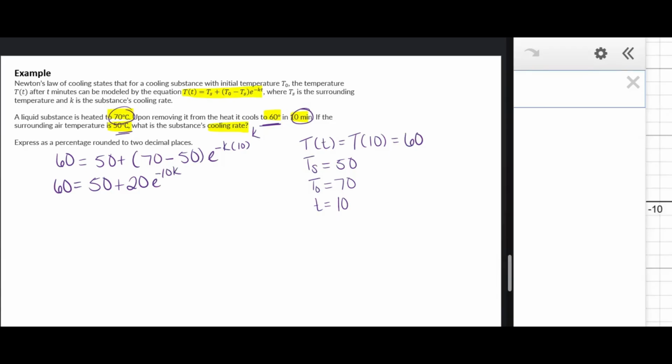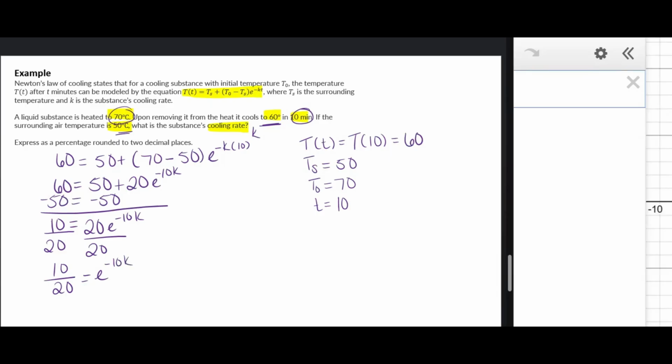So since this is an exponential equation, I need to go ahead and isolate the exponential term. So I start off by subtracting 50. Now we're doing the reverse order of operations because we're solving for the variable. I start off by subtracting 50, and that gives me 10 equals 20e to the negative 10k. And now I need to isolate the exponential term by dividing both sides by 20. So 10 divided by 20 is going to be e to the negative 10k.